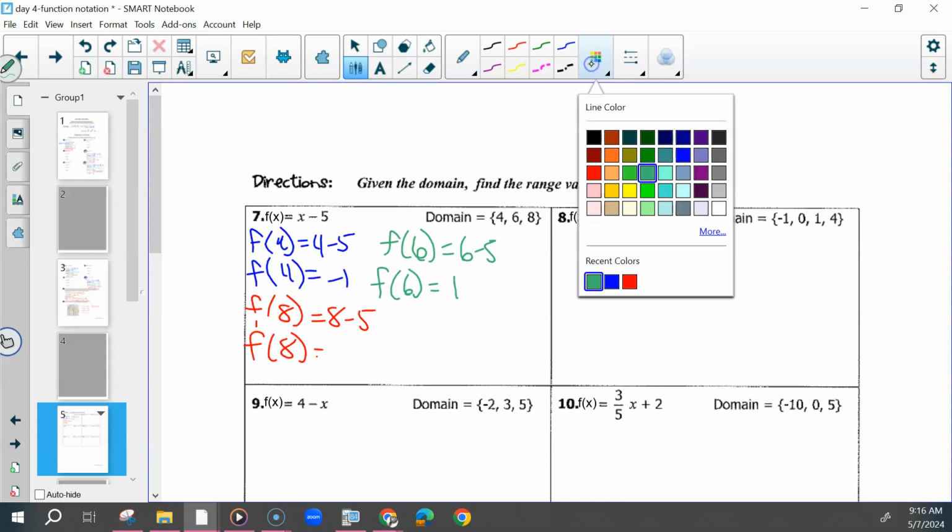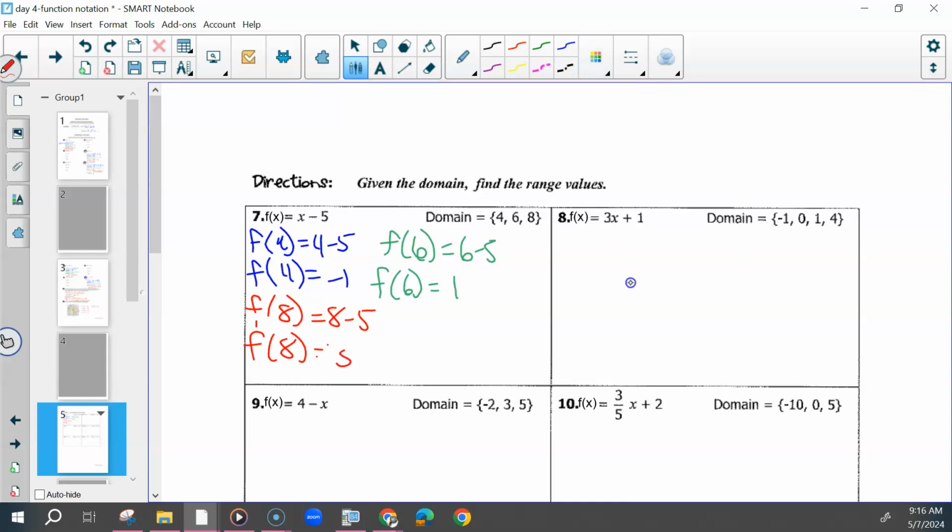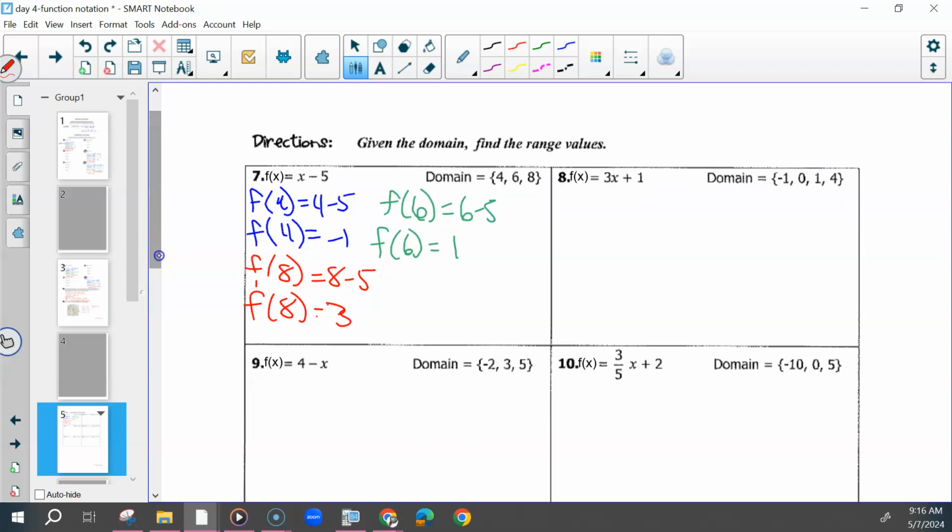Because of the way this was given to us in curly brackets in that set, our answer has to be in the same format. But least to greatest, so that would be -1, 1, 3. So this is really the same, you just write the answer differently.